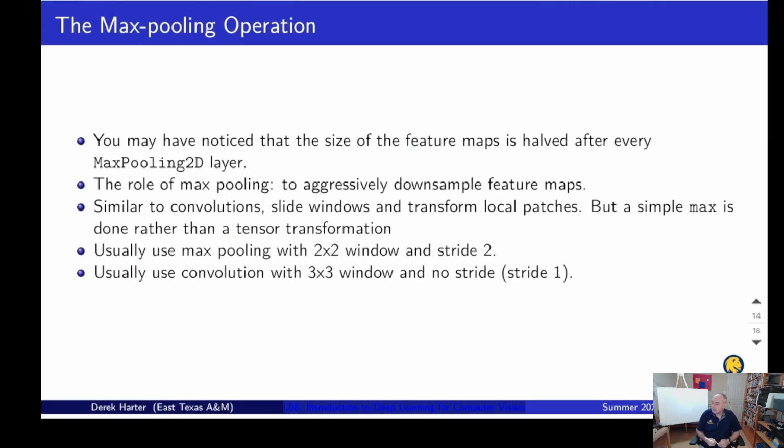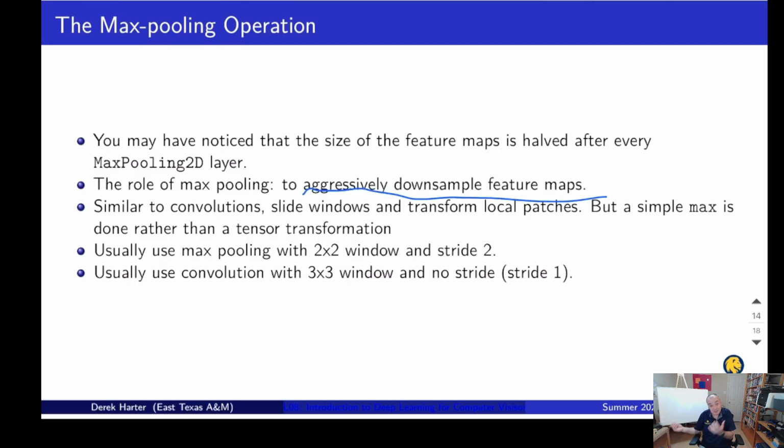So max pooling, though, is usually preferred, except for particular situations, to do this kind of downsampling. Remember, we talked about when you go through the hierarchy of a convolutional network, the number of filters increases, but the size of your feature maps, the width and the height, usually needs to decrease. We'll talk more about why that is in a bit, but the preferred way to do the downsampling is to use what are known as max pooling layers. So the role of the max pooling layer is to aggressively downsample feature maps.